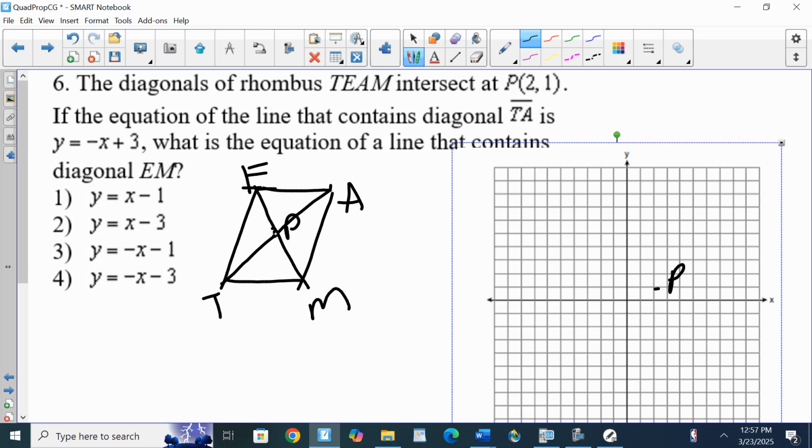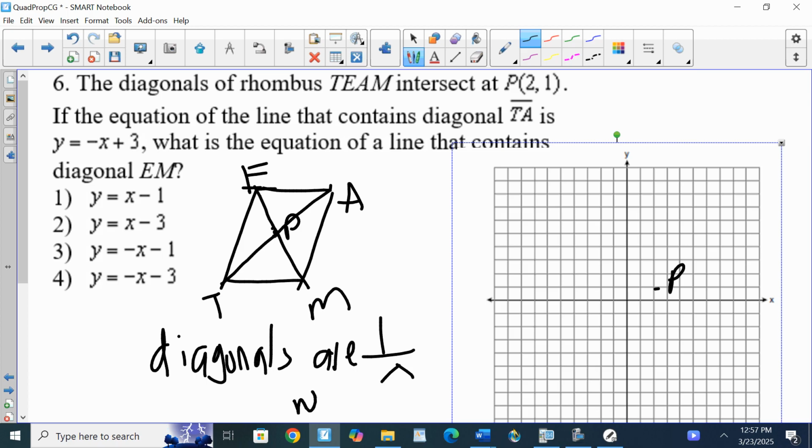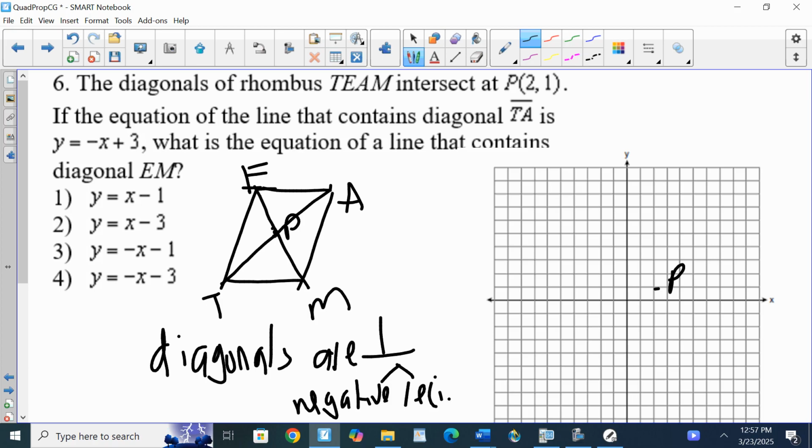So we're talking about the diagonals. I know that the diagonals are perpendicular. And perpendicular means negative reciprocal slope. So if this has a slope of negative 1, my perpendicular line must have a slope of positive 1. The negative reciprocal of negative 1 is positive 1.